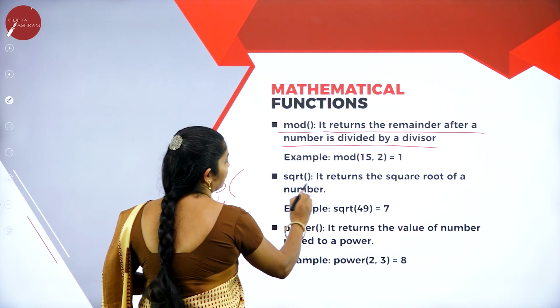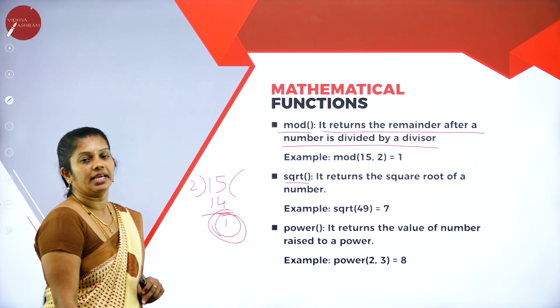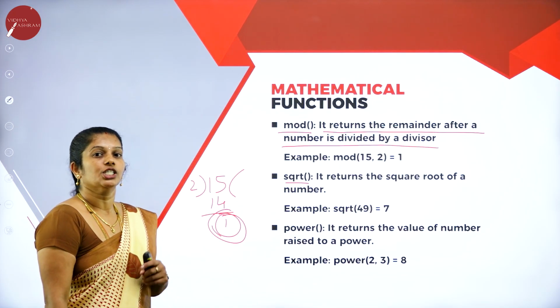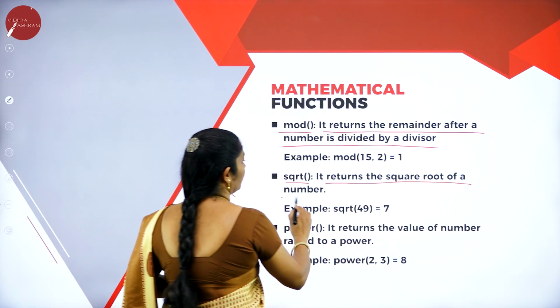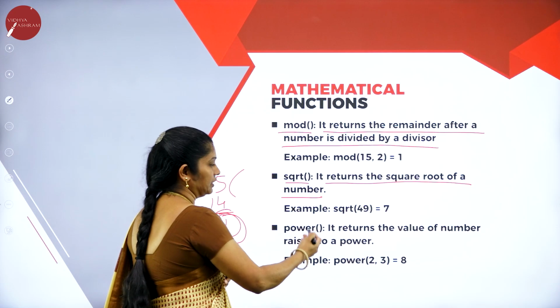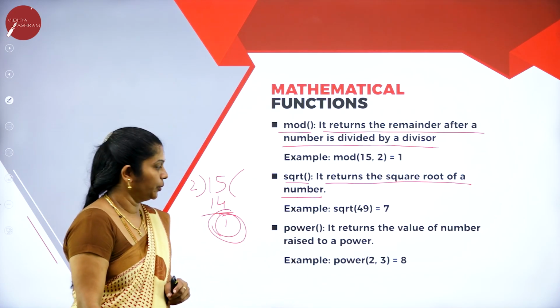Then the SQRT function. The SQRT function helps to find the square root of a given number. It returns the square root of a number. Here, for whichever number you want, you can find the square root.